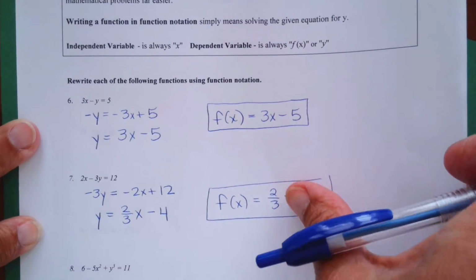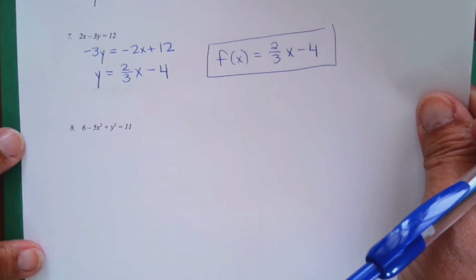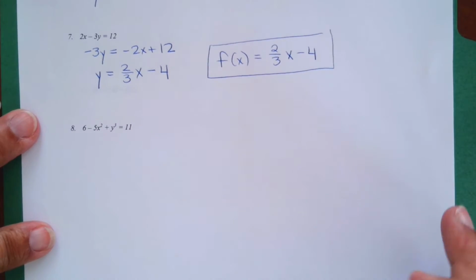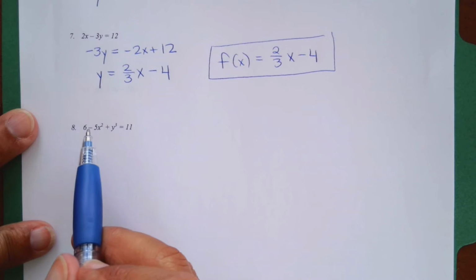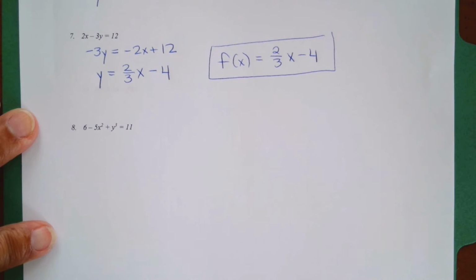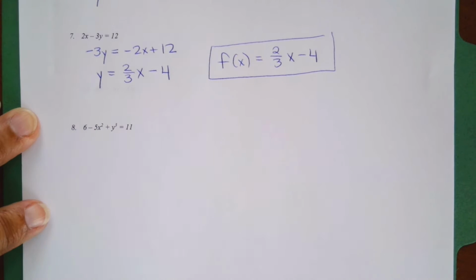All right, now if you look at number 8, y has an exponent, but that exponent is y cubed, which is perfectly legal. That's an odd exponent. The x has an even exponent, but remember, that doesn't matter for x. What matters for functions is y has to be an odd exponent. All right, so we're going to solve for y.